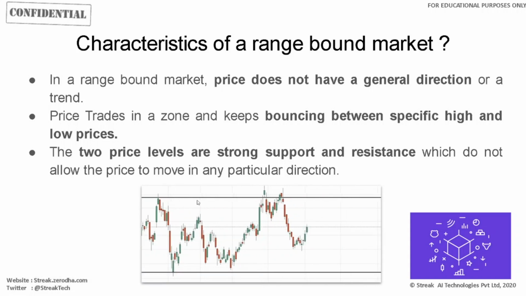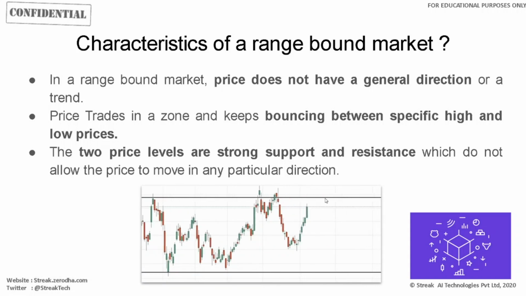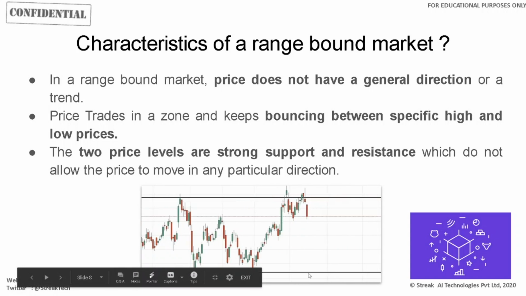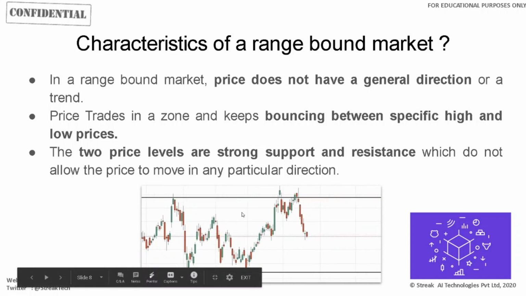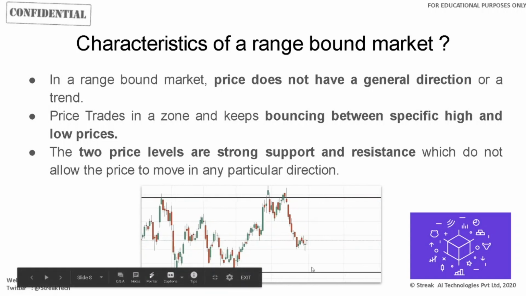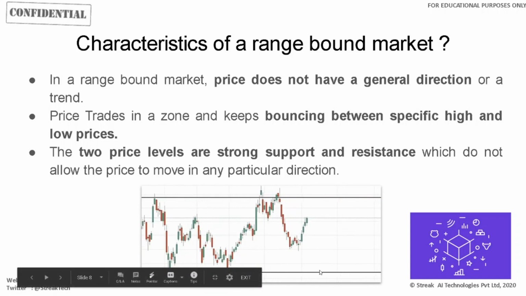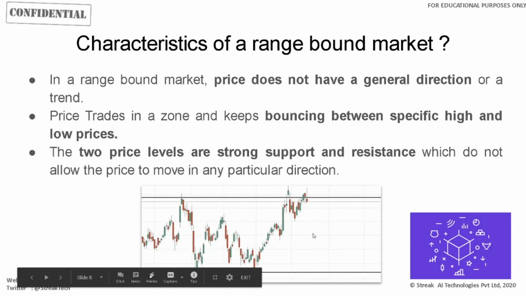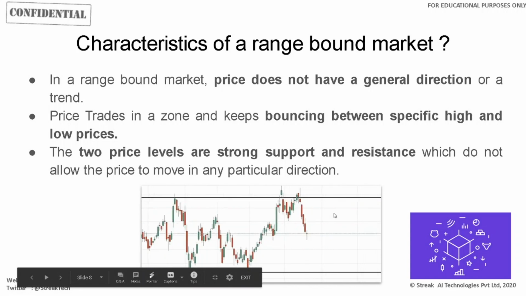These two price levels, this here is a strong resistance and this here is a strong support. There is a high selling pressure that is accumulated at this particular resistance, and there is a high buying pressure that is accumulated over here, which is why it does not let the price escape this region.